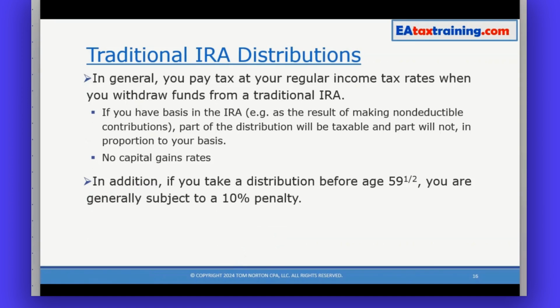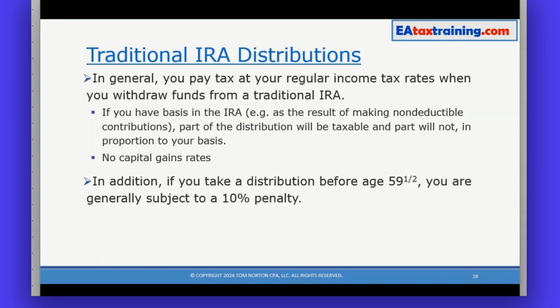Distributions from a traditional IRA. We've been talking about the rules for making contributions to an IRA, but what about when you take distributions? So presumably after you retire. So in general, you will pay tax at your regular income tax rates when you withdraw funds from a traditional IRA.